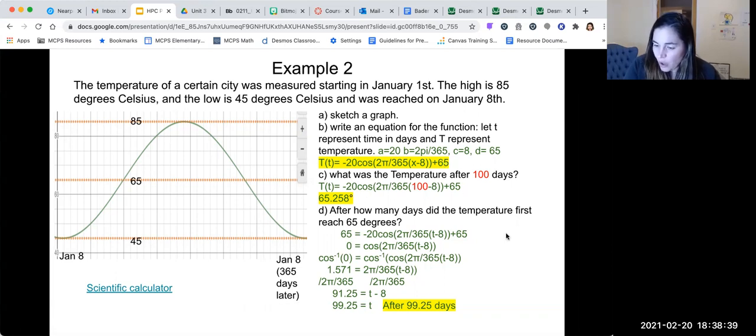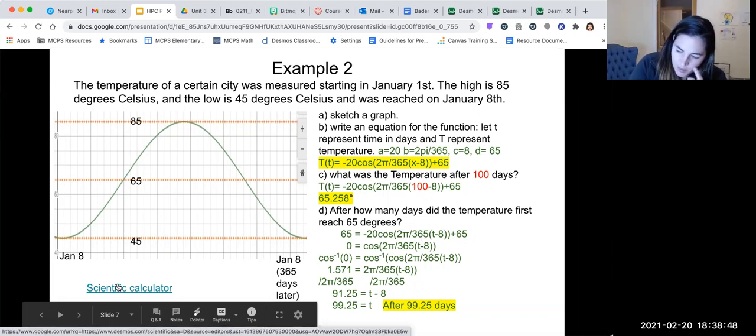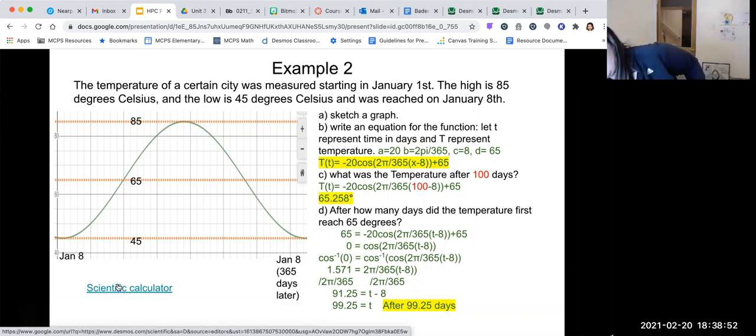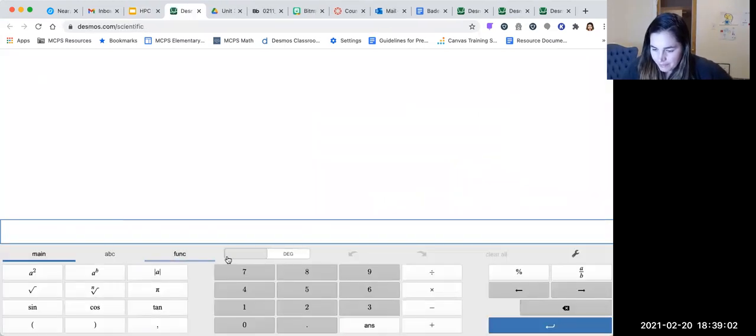Okay. What was the temperature after 100 days? So I can just substitute that in, and you can just use a scientific calculator to make those calculations, or if you have a calculator like a TI-84 at home, you can do that. I would just make sure that you are working in radian mode. Sometimes if you click on the scientific calculator, there's degrees and then there's radians. So you want to make sure that you're in radian mode, right?